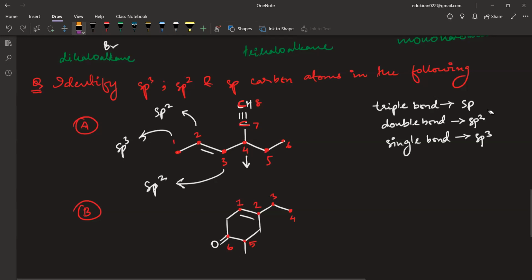Fourth वाले का आप बताइए हिबा. Only हिबा will answer, no one else. Yes, हिबा, tell me for the fourth one. क्या हो जाएगा आप बताइए. sp3. Very good. Fifth one, हिबा. sp3. Sixth one. sp3. Acha.